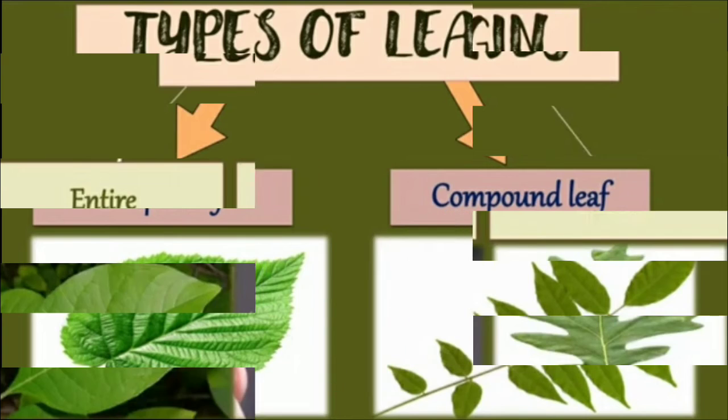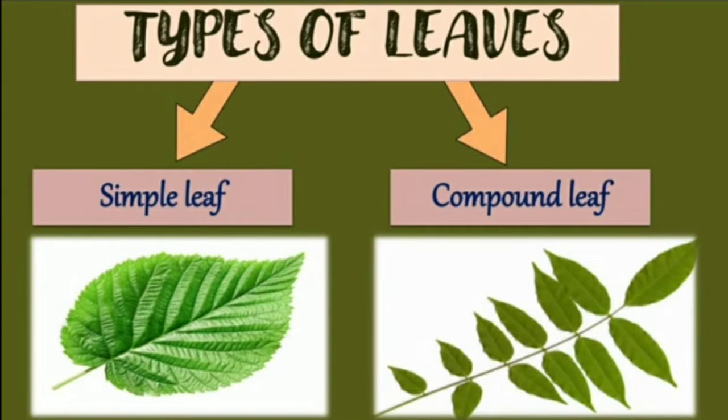Now, let us study the types of leaves. There are two types of leaves: simple leaf and compound leaf. Leaves of some plants have a single undivided leaf blade and a single midrib. So such leaves are called simple leaves. What are simple leaves, children? They have a single undivided leaf blade and a single midrib. So these are called simple leaves.